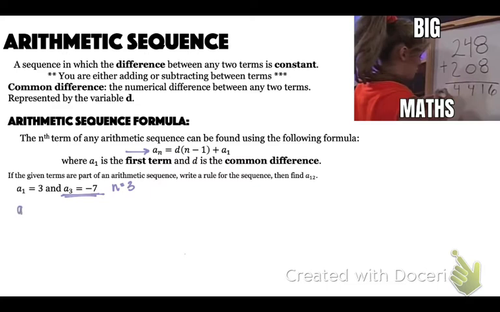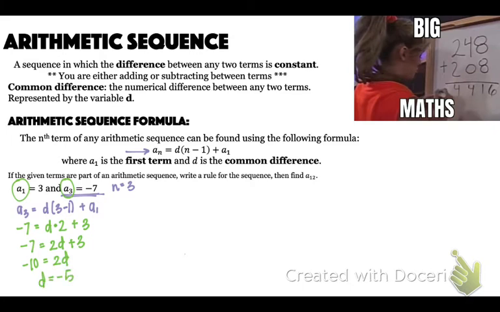Okay, so I'm going to have a sub 3 equals d times n minus 1. Except I know what n was, right? n is 3. 3 minus 1 plus a sub 1. Now I also know what a sub 1 is and a sub 3 is. So I'm going to have negative 7 equals d times 2. I could have written that as 2d, plus 3. So that's negative 7 equals 2d plus 3. If I subtract the 3 over, I get negative 10 equals 2d, which means d equals negative 5.